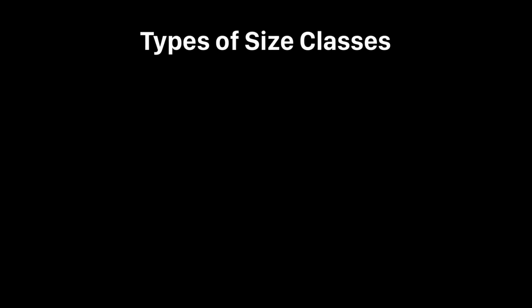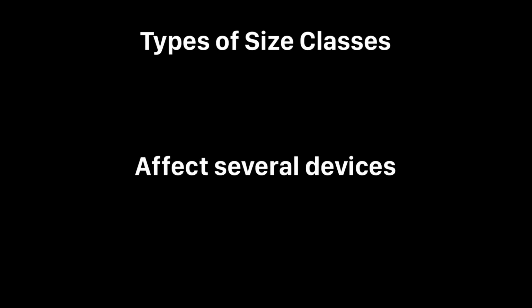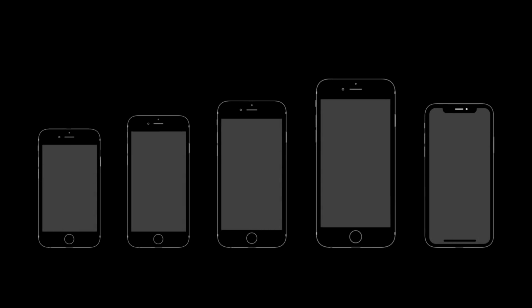There are 3 types of size classes for both width and height: compact, regular, and any. By combining these, you will affect several devices at once. For example, compact width by regular height will target all iPhones in portrait, but won't affect landscape or iPad.